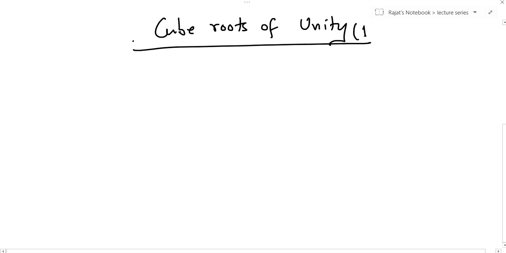We are studying complex numbers and today I'll be telling you about cube roots of unity. So let's begin. Cube roots of unity. Unity here means 1.